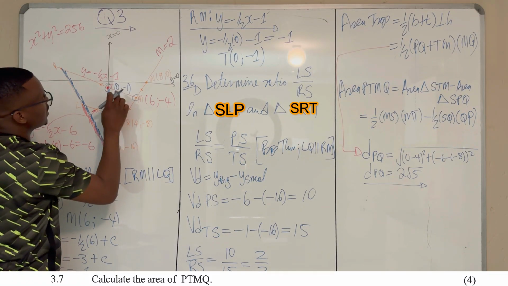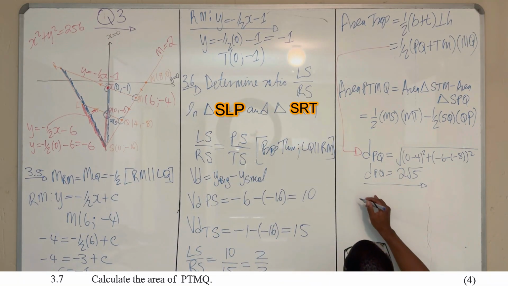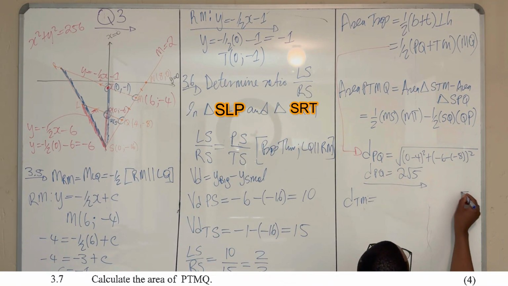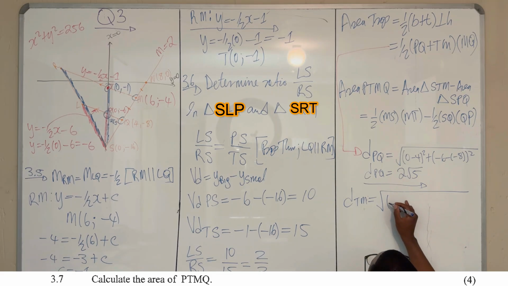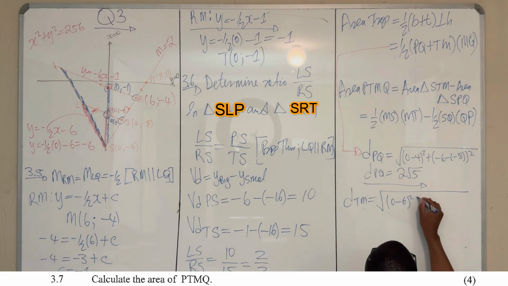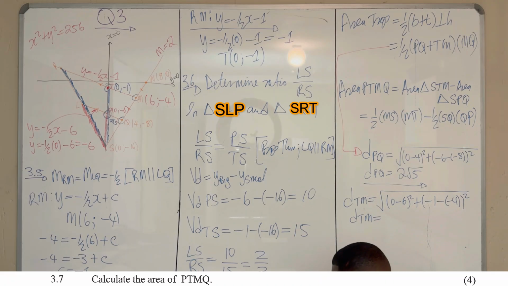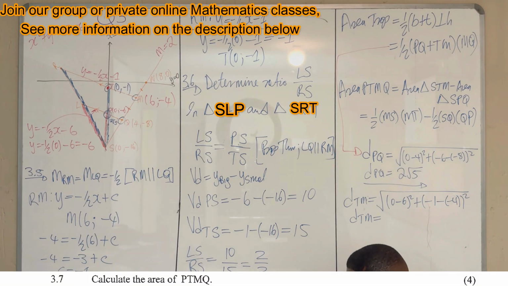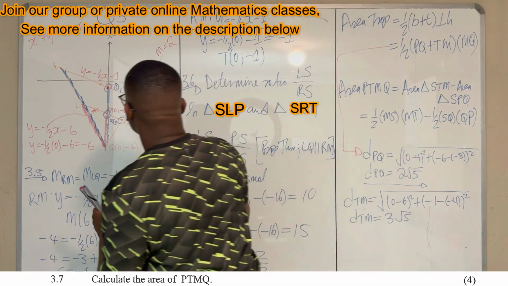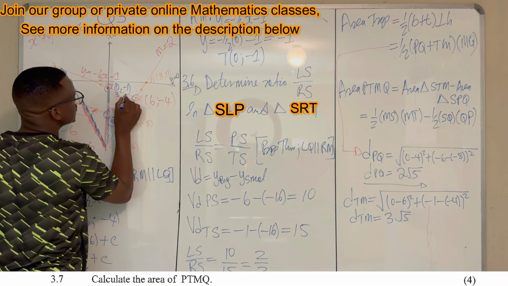Now let's calculate that length over there. TM, the distance TM is going to be equal to what? Which is 0 minus 6 all squared plus minus 1 minus negative 4 all squared. So the distance for TM is equal to an answer to this, which is 3 square root of 5. So this one was 2 root 5, this one is 3 square root of 5.